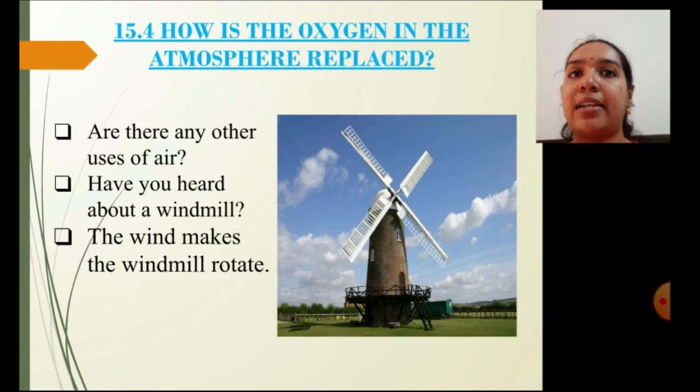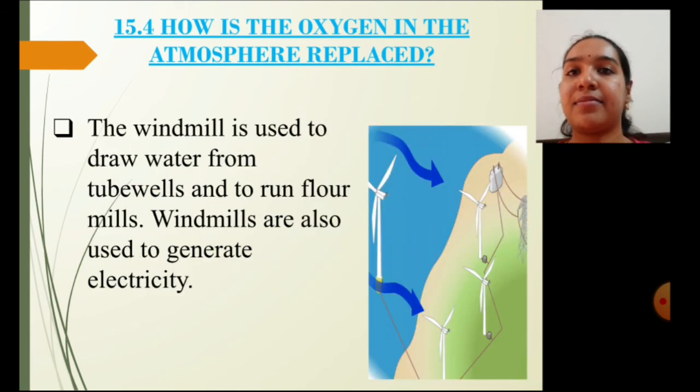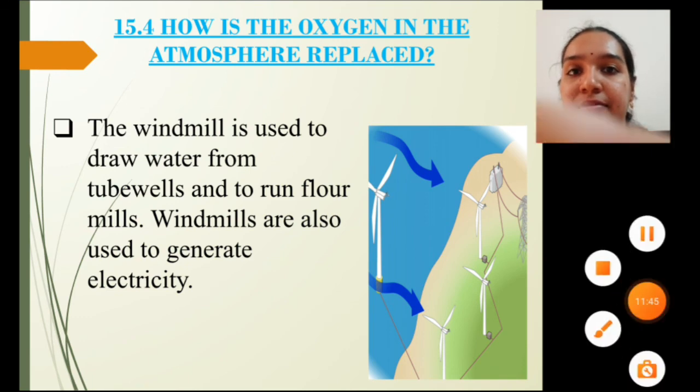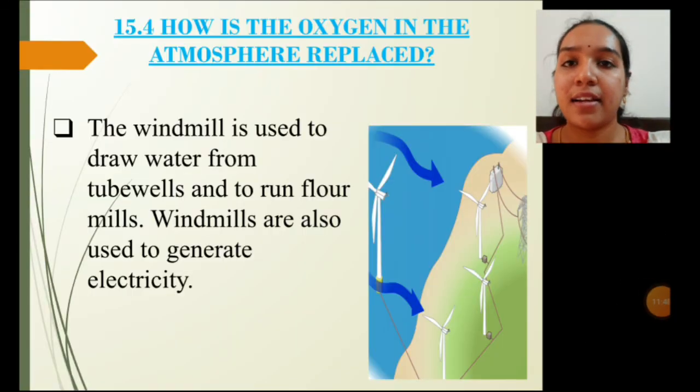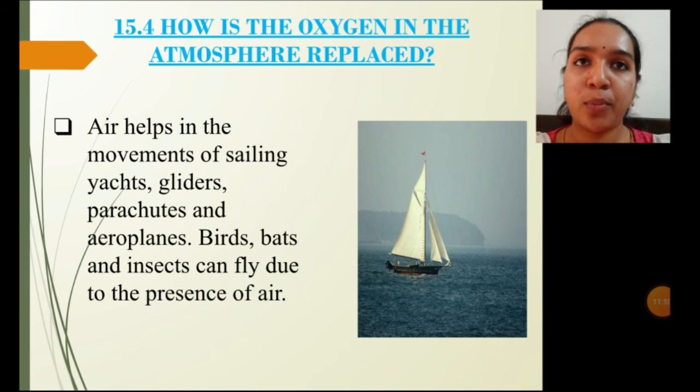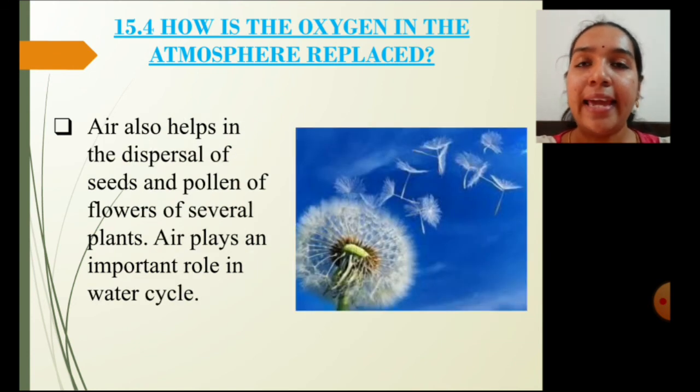Other uses of air: there are windmills, like a huge firki. Windmills help in generating electricity and drawing water from underground. Air also helps in the movement of sailing yachts, gliders, aeroplanes, etc. Birds can fly only due to the presence of air. Air also helps in the reproduction of plants by dispersing pollen from one flower to another and also plays a key role in the water cycle.